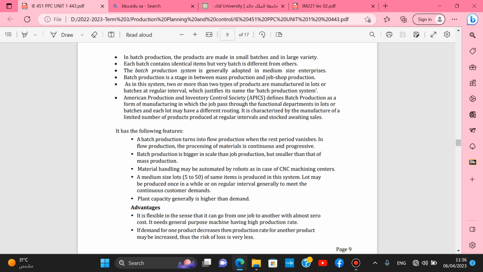Okay? Medium-sized lots of the same items are produced in this system. A lot may be produced once in a while or at a regular interval, generally to meet the continuous customer demands. Plant capacity generally is higher than demand. Usually plant capacity is larger than demand.